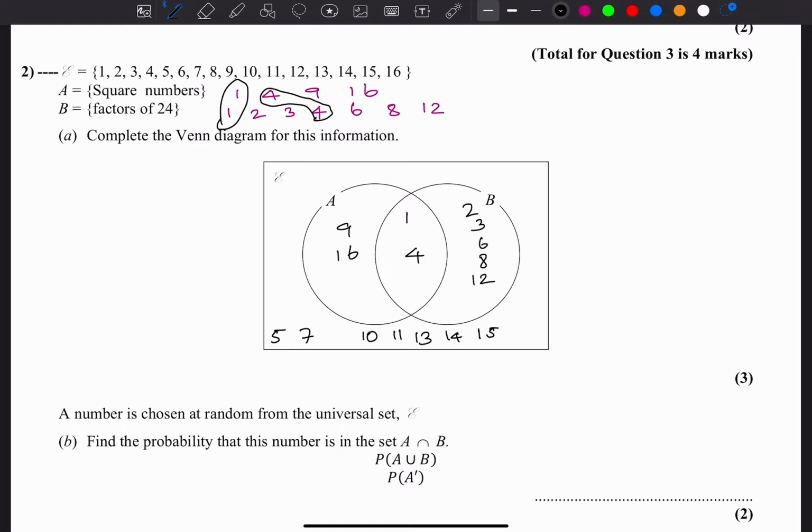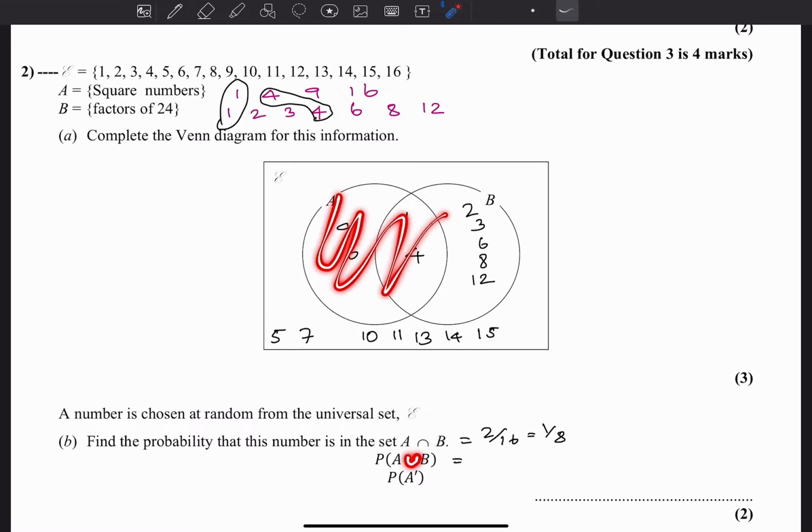So A and B. See that sign here? And means, how many are in there? That's 2. 2 out of a total of 16, which you can simplify to 1 out of 8. A union B. This is union, union like that. That means all of this. Okay, so you go 1 2 3 4 5 6 7 8 9. 9 out of 16.